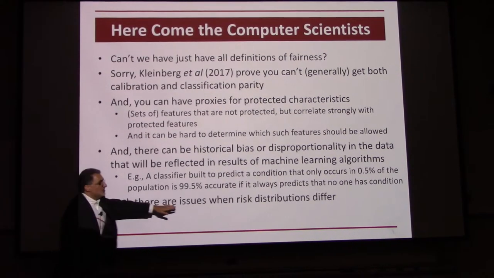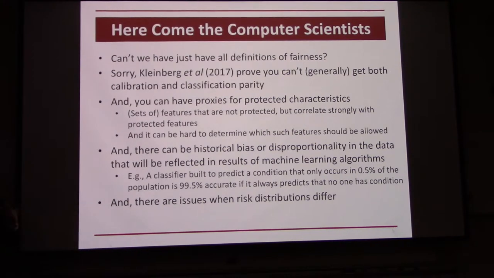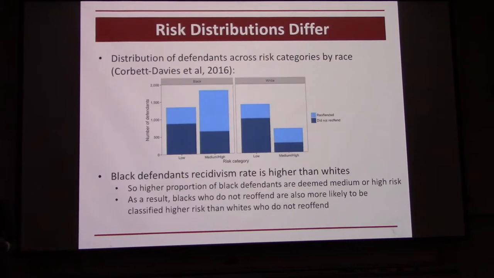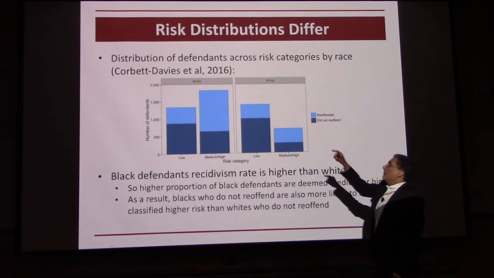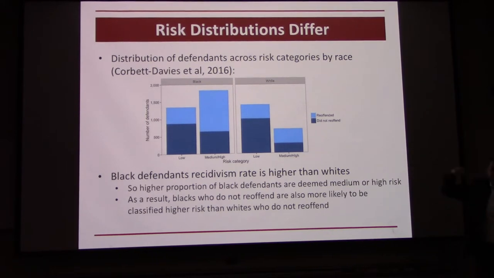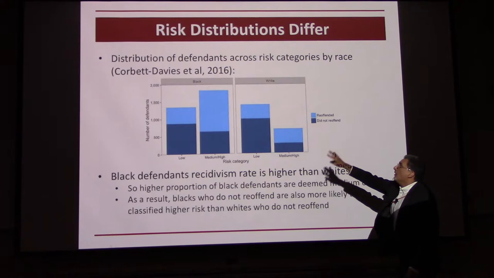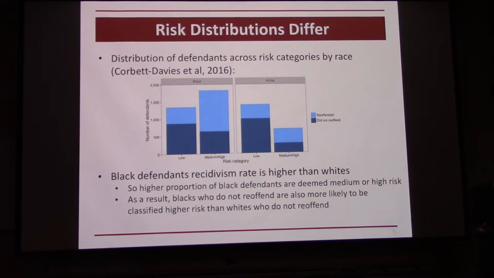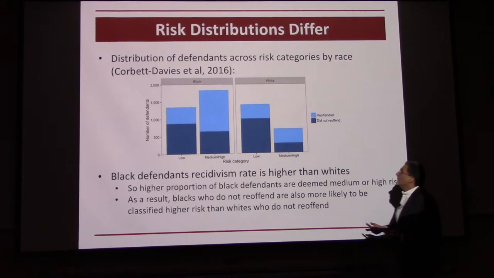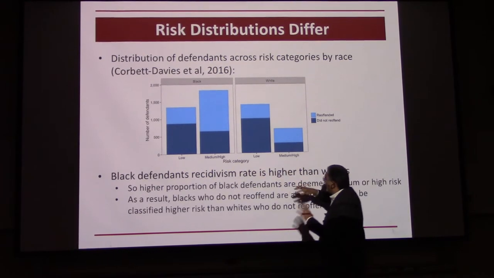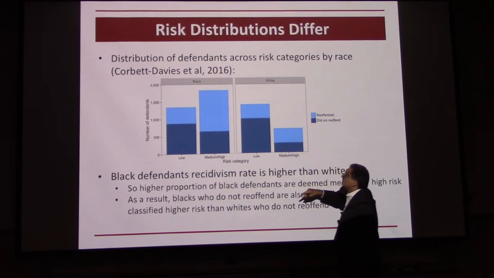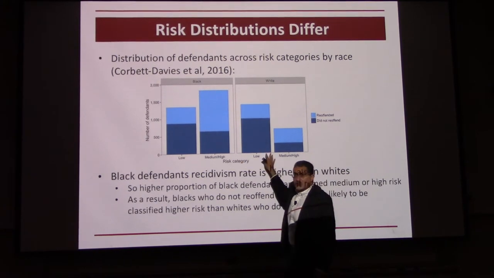And then there's also issues where the risk distributions differ. What do I mean by that? So what's actually going on with the COMPAS algorithm? There's some analysis that was done by Corbett-Davies and Sharad Goel, who are actually, well, Corbett-Davies has graduated now, Sharad's a professor here, where they looked at what actually are the distribution of risk scores, right? And they looked at people who, whether or not they were put low or medium high is kind of one category for risk, for black people versus white people.